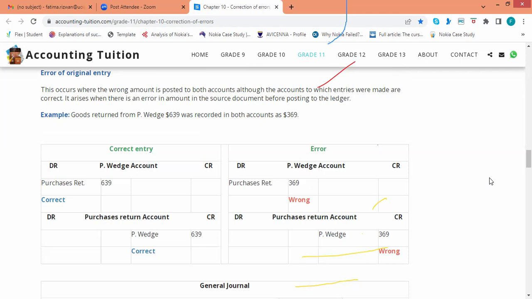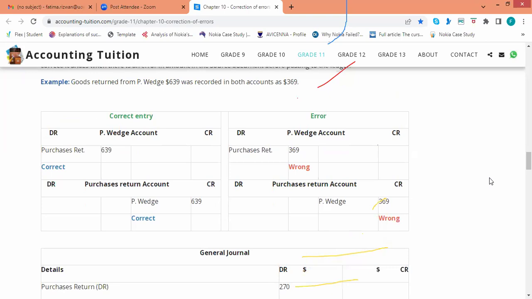Error of original entry. You have instead of writing 500, you have written 400. Instead of writing 400, you have written 4000. Instead of writing 300, you have written 200. So if you have made any mistake in the amounts, this is called error of original entry. So if you look here, the example is goods returned from P veg. So when the goods are returned, what happens? What is this? Is it a purchases returns, or is it going to be sales return?